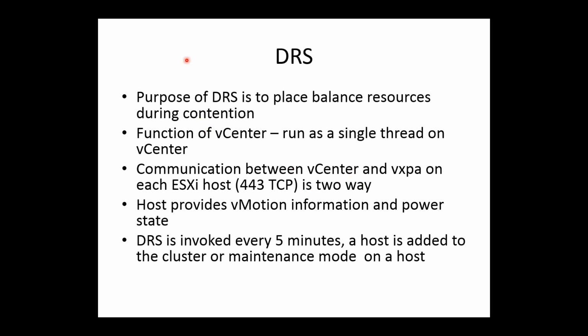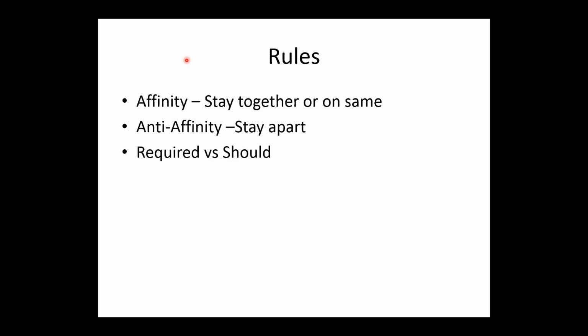Yeah, a bunch of other stuff here, but essentially DRS is invoked every 5 minutes, or as a host is added to the cluster, or maintenance mode on a host. Those are the times when DRS runs. DRS has a manual, automatic, or a partially automatic setting. Essentially, it can automatically move virtual machines around. It can make recommendations as well as tell you where to place them when they're initially powered on. That's the partially automated, and then there's manual. Just don't do anything with them. You have to manually run it all the way.